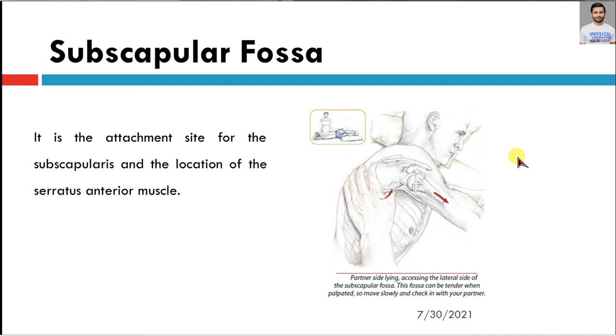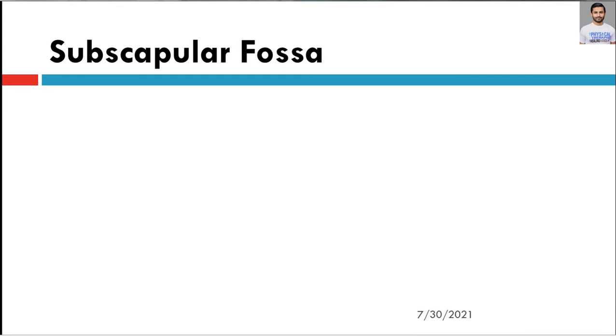Then we have the subscapular fossa. The subscapular fossa lies deep and underneath. This is the reason it is a bit hard to palpate, and you need not exert too much pressure while trying to palpate it, because it becomes more painful when you apply more pressure. It is an important attachment site for the subscapularis muscle and the serratus anterior muscle. Although the serratus anterior muscle is not attached to the subscapular fossa, it is in close vicinity to it.